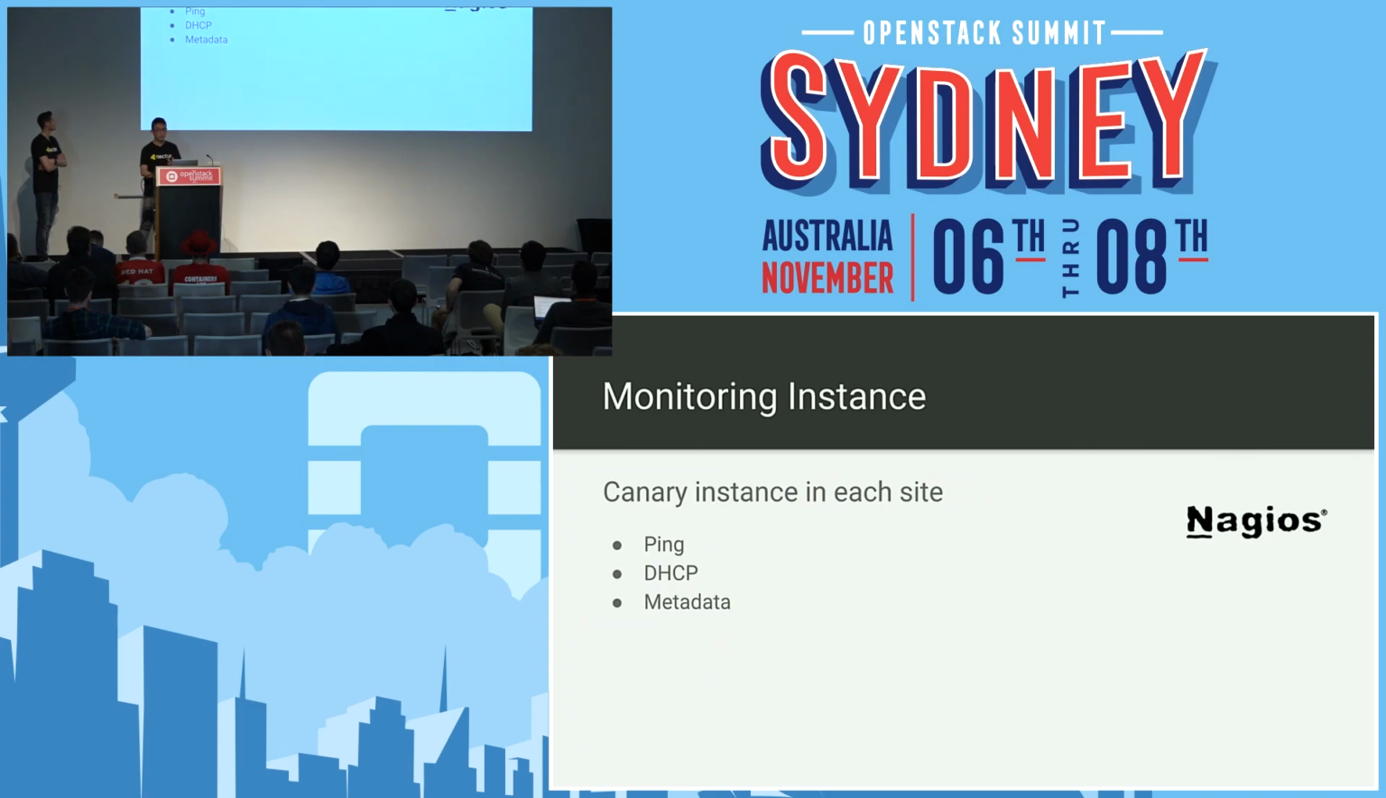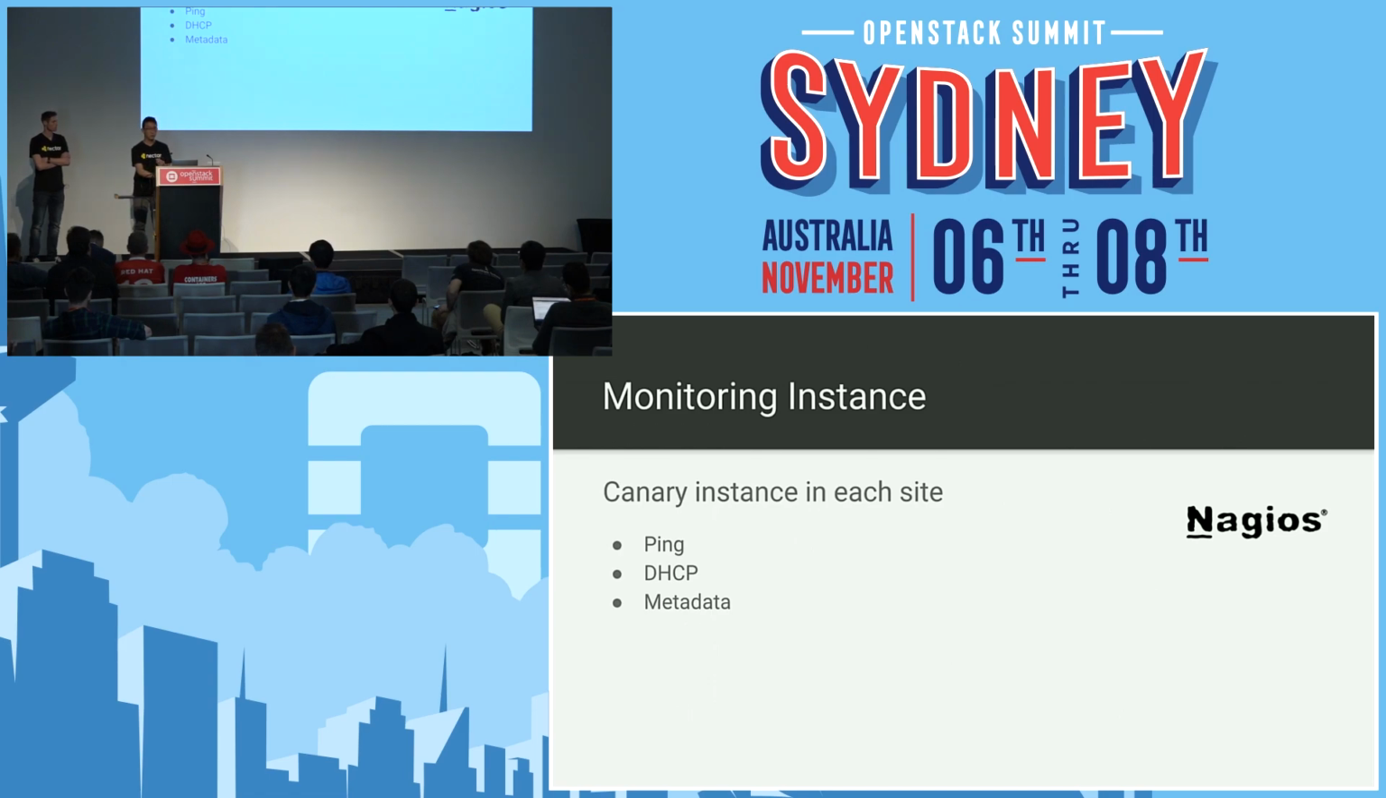So how do we monitor instances in each site? We have a canary instance in each site. This does a few simple tests. A ping test, everybody should be familiar with it. We'll ping the instance to make sure that it's still responding. This would validate that the network connection between the instance and the rest of the world is working.